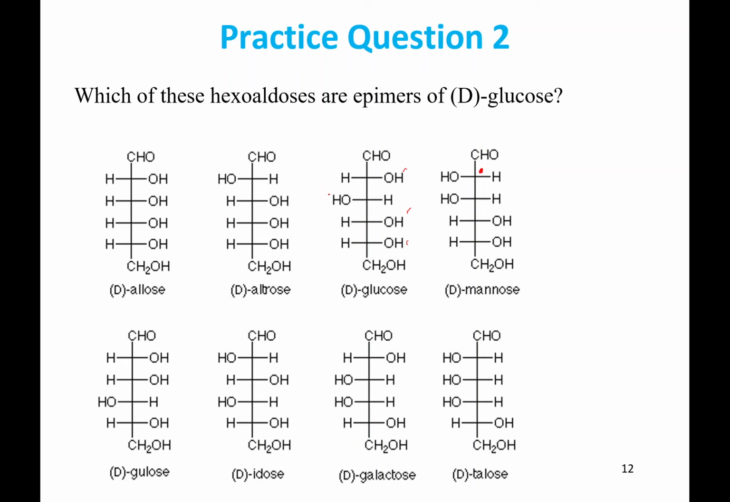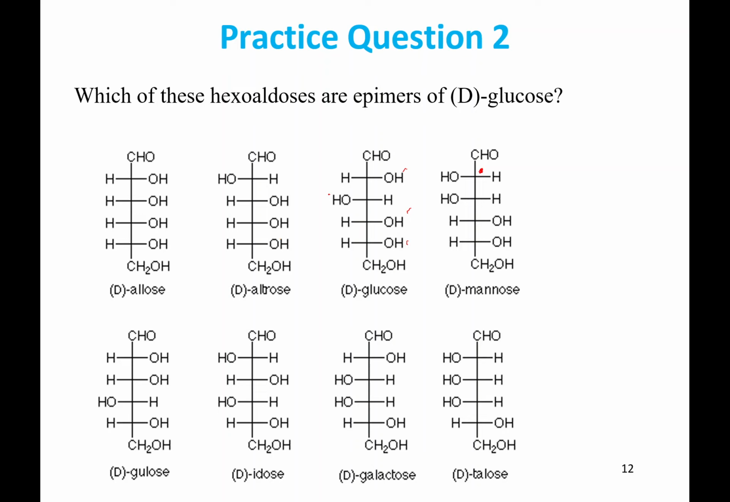Altrose, if we look at altrose, instead of right, it's left at the first carbon. Then it's also different at carbon 3, so altrose is not an epimer of glucose. It differs at 2 carbons.